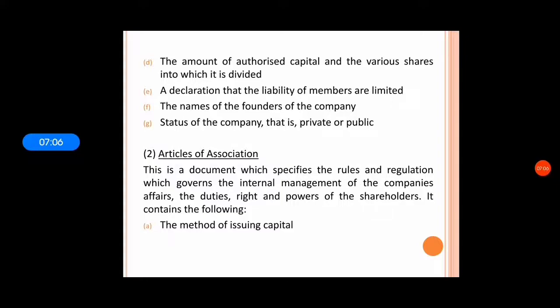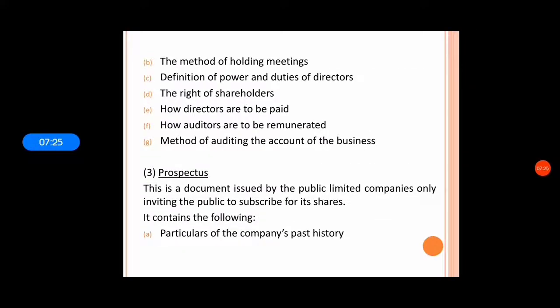The first one, we have the method of issuing capitals. There are a series of methods by which capital can be issued. We will discuss that later in the lesson. Then, the method of holding meetings. How is the meeting to be held?